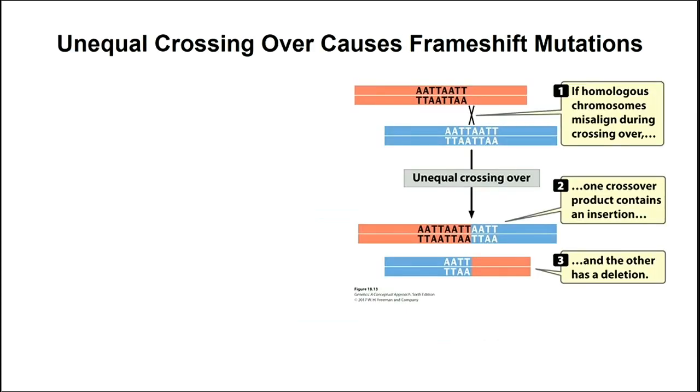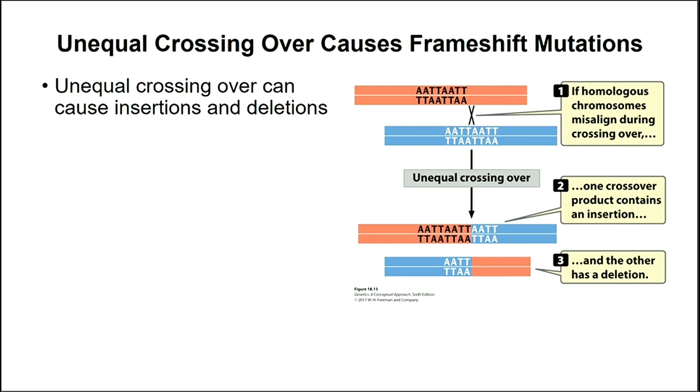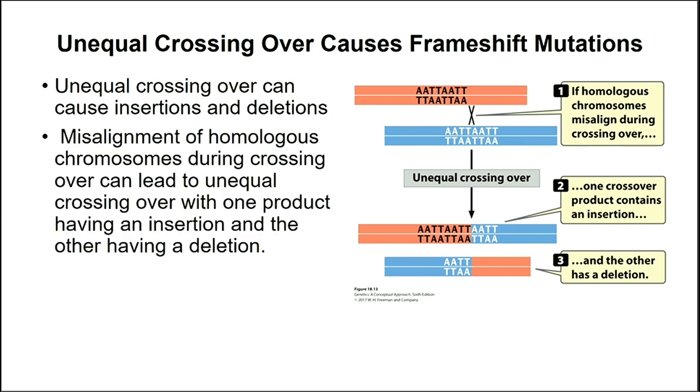We could also get frame shift mutations by unequal crossing over. So remember we talked about DNA recombination a lot in Unit 2. And we talked about how unequal crossing over can cause insertions and deletions of the chromosome. But if they are almost exactly right, but not quite, that can still cause a problem, right? So if those homologs that are lined up are not completely lined up properly, we could get a frame shift mutation. We could get the insertion or deletion of a few bases, which actually could cause a problem if it's in the middle of an open reading frame.